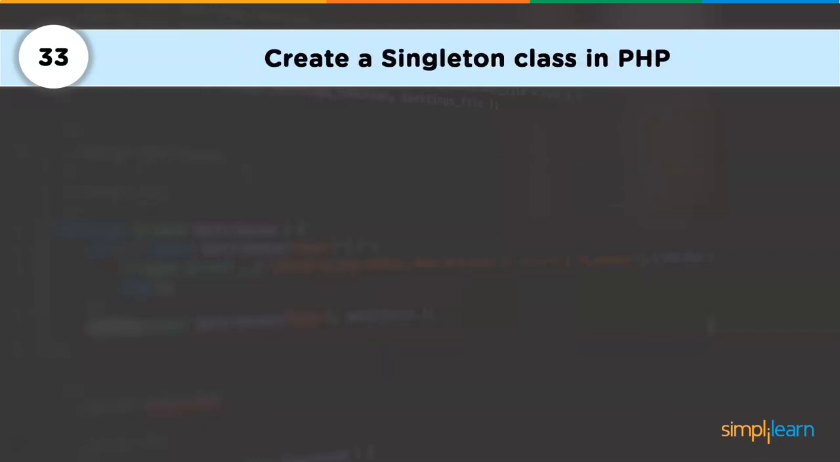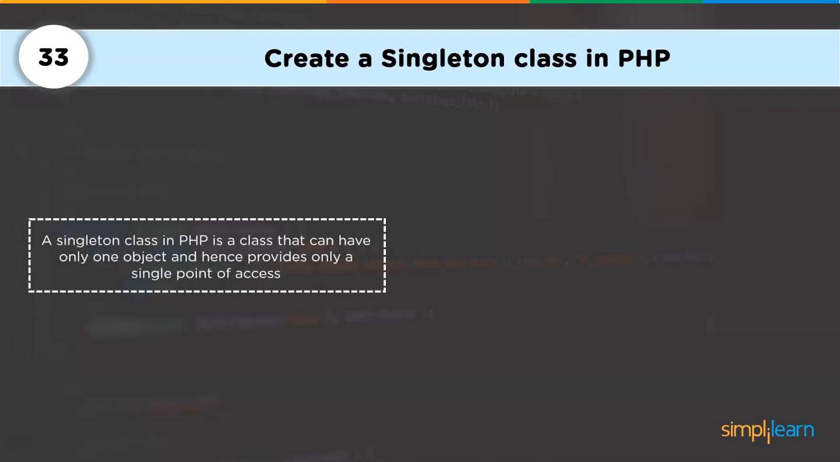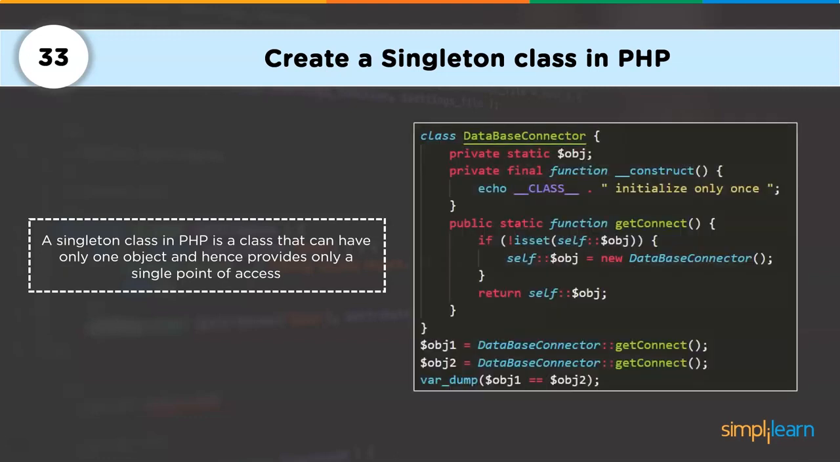Next question, create a singleton class in PHP. So how do we create a singleton class in PHP? Before that, let's have a look at what is a singleton class. Now, a singleton class in PHP is a class that can have only one object and hence provides only a single point of access. So generally in a class, you can create as many objects as you want, and it will in turn create different access points into that block of code. So in a singleton class, you can only create a single object, hence singleton.